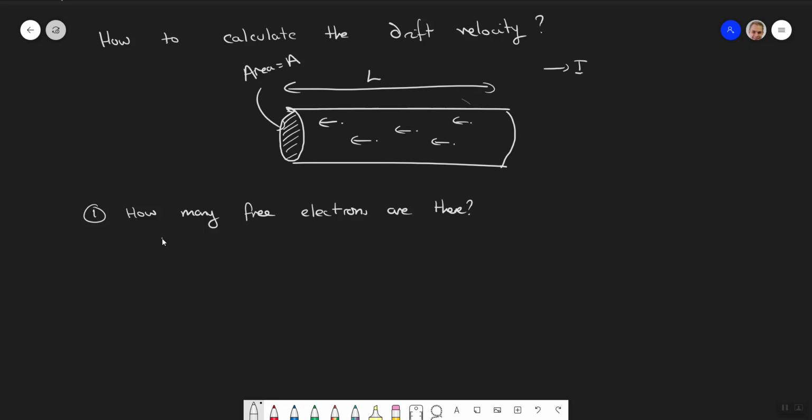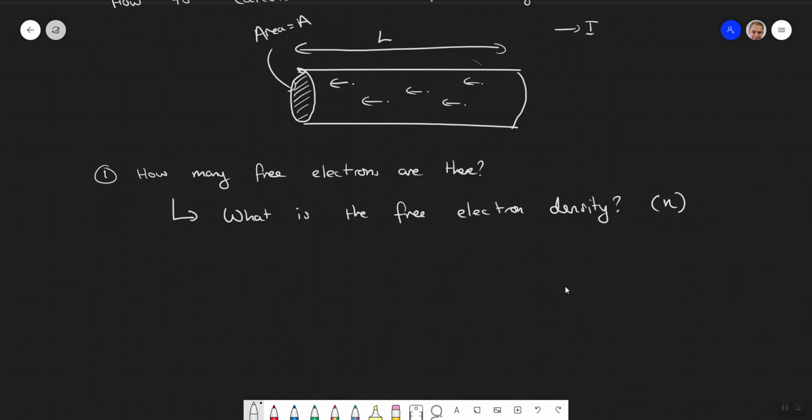So actually, we turn this question into something slightly different, and we have to therefore ask the question, what is the free electron density? So we're going to ask, per cubic meter of this stuff, how many electrons are free to move in it? And this gets given a symbol. It's called N. Okay. Now you'll be given N, but we can actually work it out.